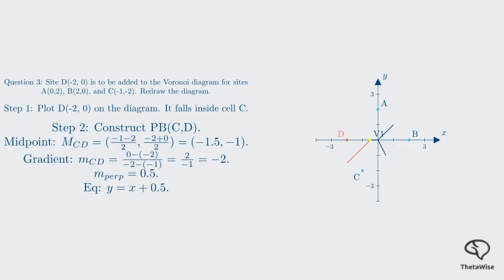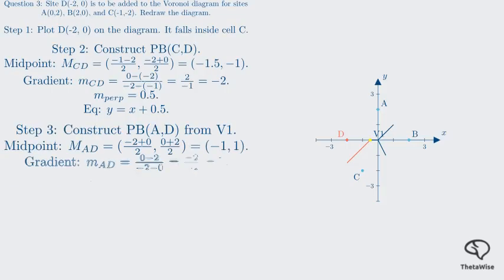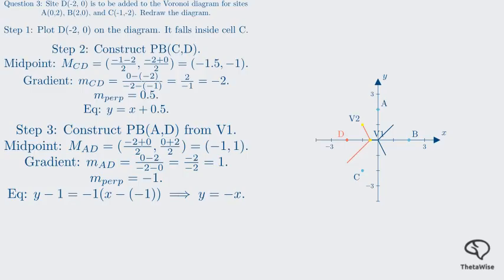It intersects the old edge PBAC at a new vertex. Let's call it V1. This vertex is equidistant from A, C and D. Next, we draw the new edge PBAD from vertex V1. The bisector of AD is the vertical line x = 1. This line is PBAD. This edge now completes cell D and meets another old edge, PBBA, at a new vertex V2. This vertex is equidistant from B, A and D.